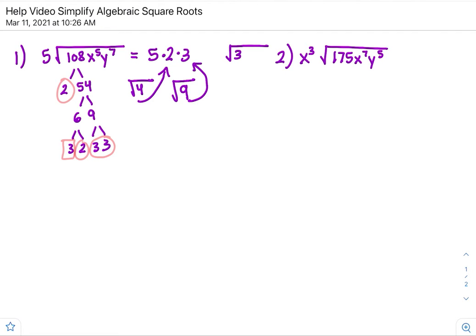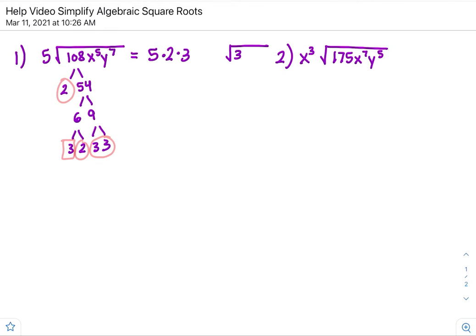3. So when we find these pairs, we're really trying to find the perfect squares within 108 so that we can simplify it and bring those on the outside. So our pairs are groups of 2, they go on the outside, and our leftover of 3 goes on the inside, because we can't simplify the square root of 3.